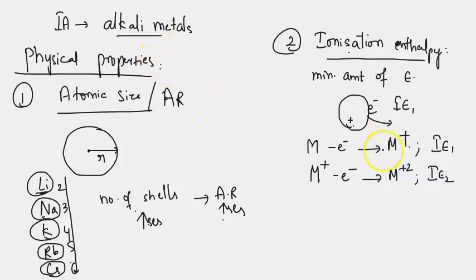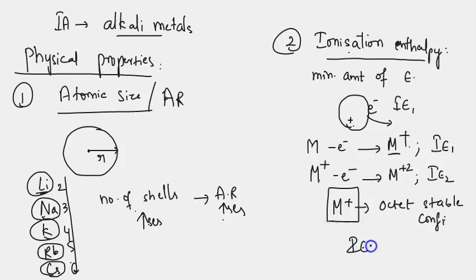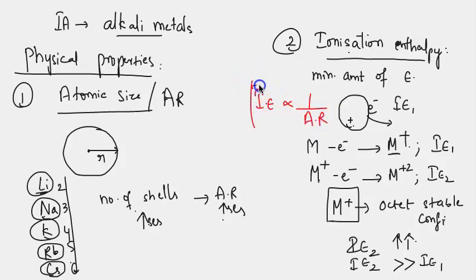Now in case of alkali metals, after removing the first electron, this M+ cation attains an octet configuration. It attains octet stable configuration. So to remove the electron from this M+ configuration, ionization energy needed is very high. So IE2 for alkali metals is very high compared to IE1, and ionization energy is said to be inversely proportional to atomic radius. So as atomic radius increases down the group, ionization energy decreases down the group.